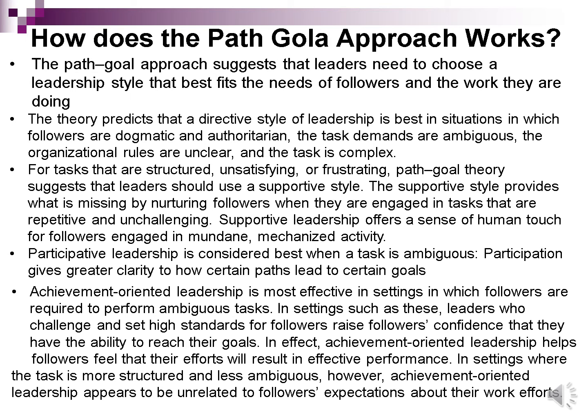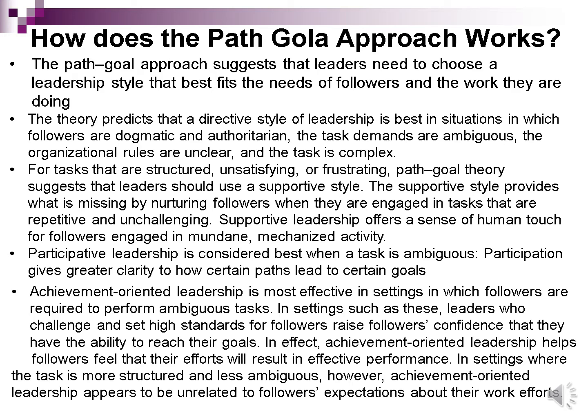So, definitely for different kinds of followers, characteristics, and tasks, we discuss the needs for the leadership. For example, for tasks that are structured, unsatisfying, and frustrating, path goal theory suggests the leader should use a supportive style. The supportive style provides what is missing by nurturing followers when they are engaged in tasks that are repetitive and unchallenging. Supportive leadership offers a sense of human touch for followers engaged in mundane mechanized activity.